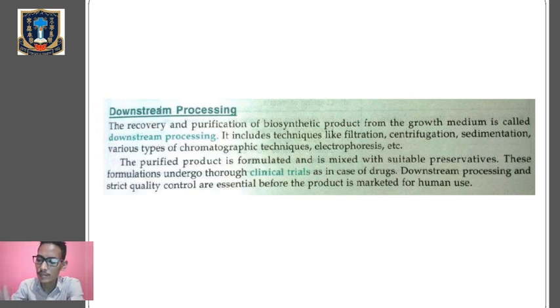So once the product has been produced, it has to go for purification, which is called downstream processing, and after its purification, it has to undergo clinical trials to check whether that product has any side effects or not. Only after clinical trials, if it is safe for human use, then it can go for marketing.